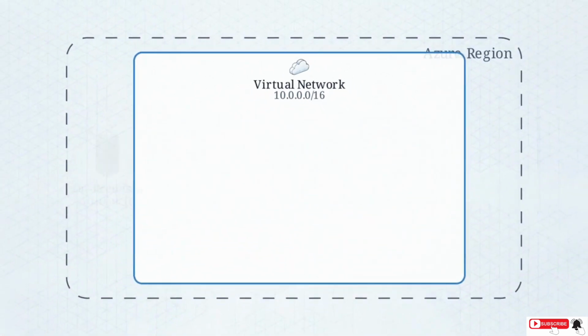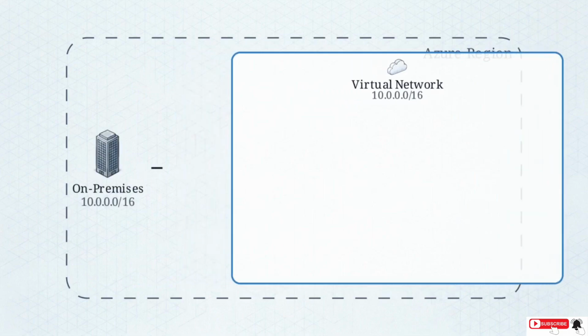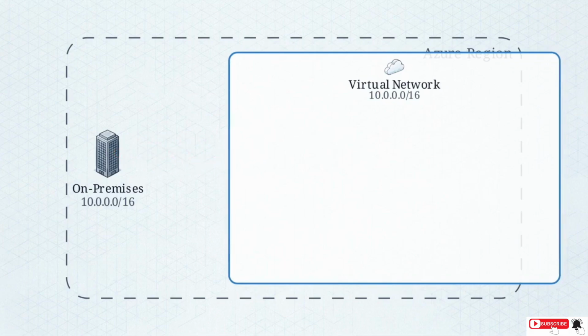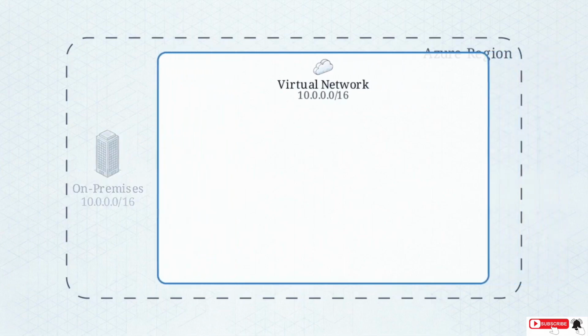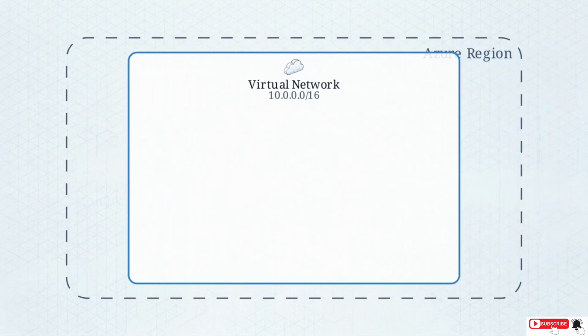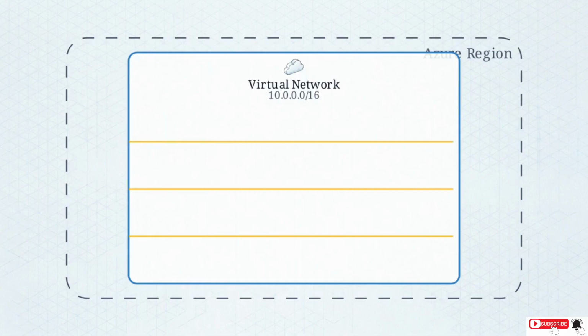If you match your Azure VNet address space to an existing on-premises network range, like a duplicate 10.0.0.0/16, any future attempt to connect the two networks will fail. Plan your IP ranges so they never overlap.